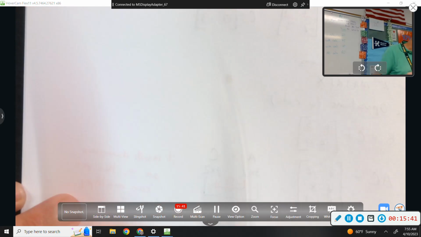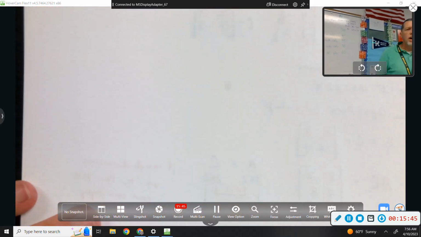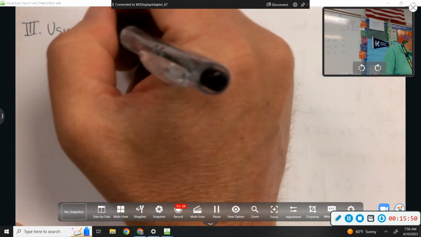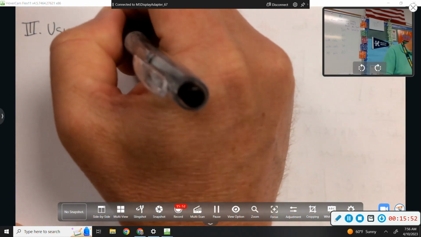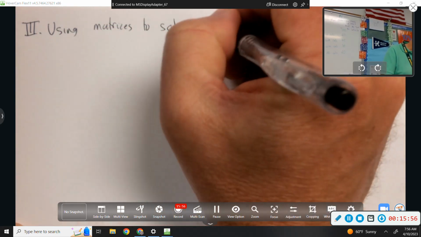Okay, now for the most useful thing we do in matrices. Using matrices to solve a system.